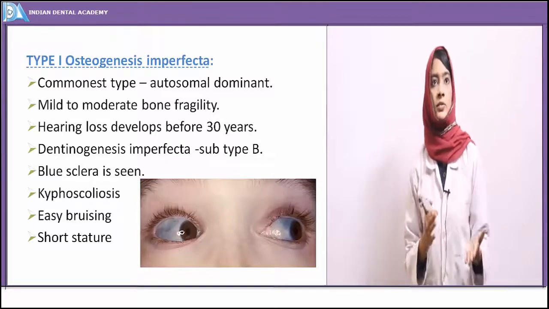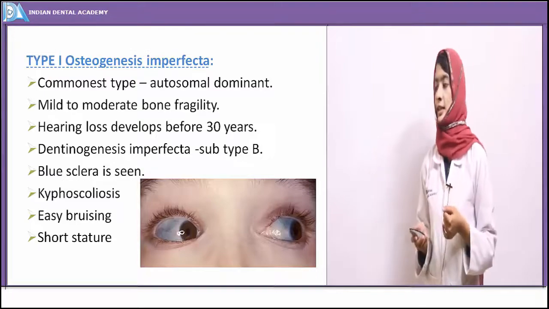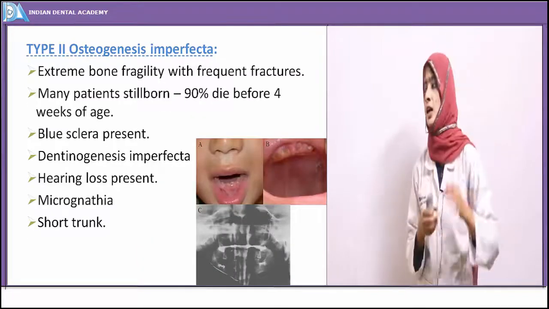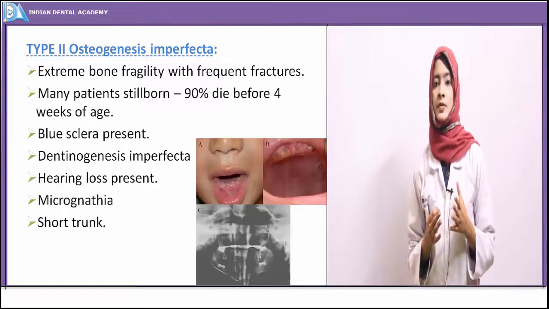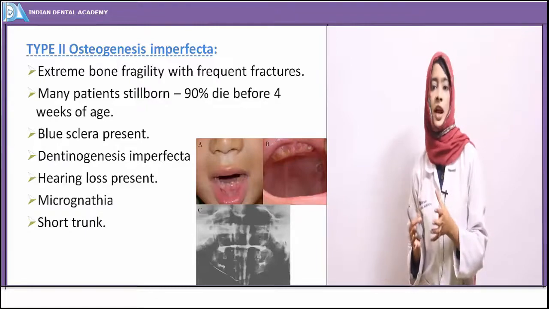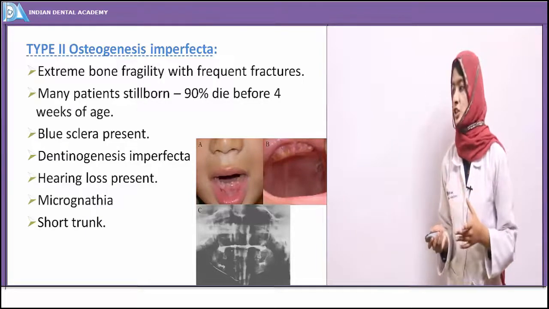And yeah, type 1 osteogenesis imperfecta is an autosomal dominant inherited one. Next is type 2 osteogenesis imperfecta. Here there is extreme bone fragility and severe fractures are seen. When compared to type 1, type 2 has severe fractures.